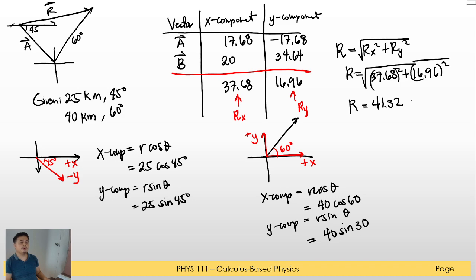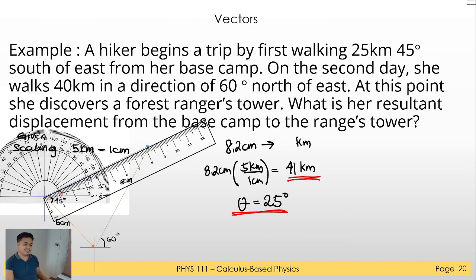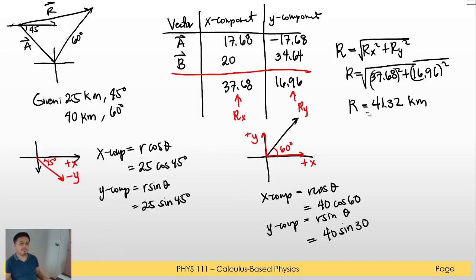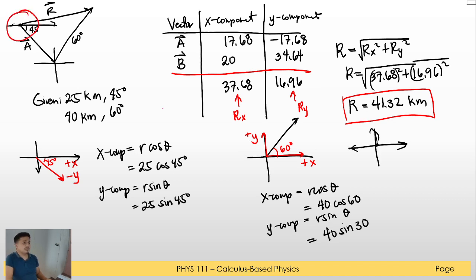41.32 kilometers. So you can see, this is almost equal to what we did graphically. Okay, so this will be the analytical solution. And then after that, we could also solve for the theta. Since the resultant vector, looking at this, is in this direction, we could just solve for this theta.